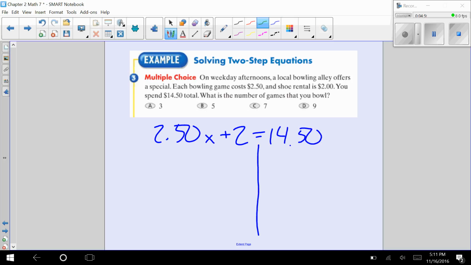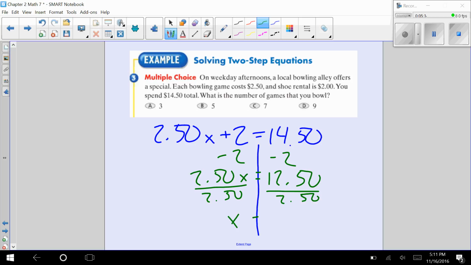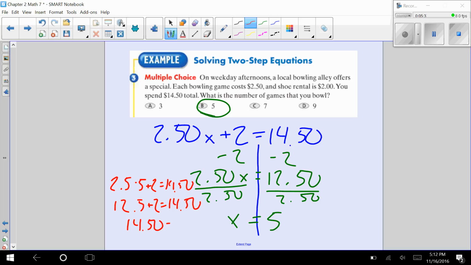Let's draw our wall. We start by subtracting 2 off of both sides to get rid of the addition. We get 2.50x equals 12.50. Then we divide both sides by 2.50. So x equals 5. So 5 should be our answer. Let's double check that. 2.5 times 5 plus 2, does that equal 14.50? 2.5 times 5 is 12.5. Plus 2, is that 14.50? Well, yes, it is 14.50. So it checks out, and we have the right answer.